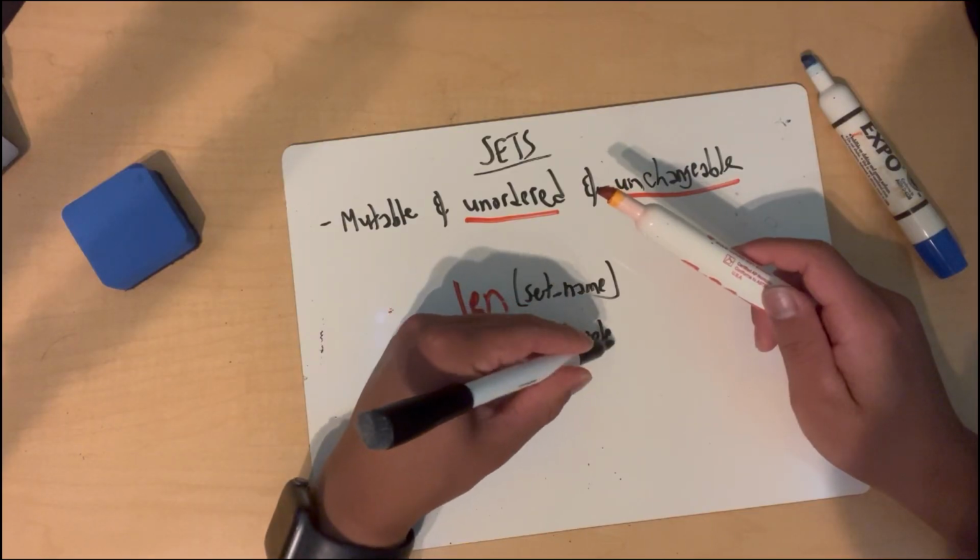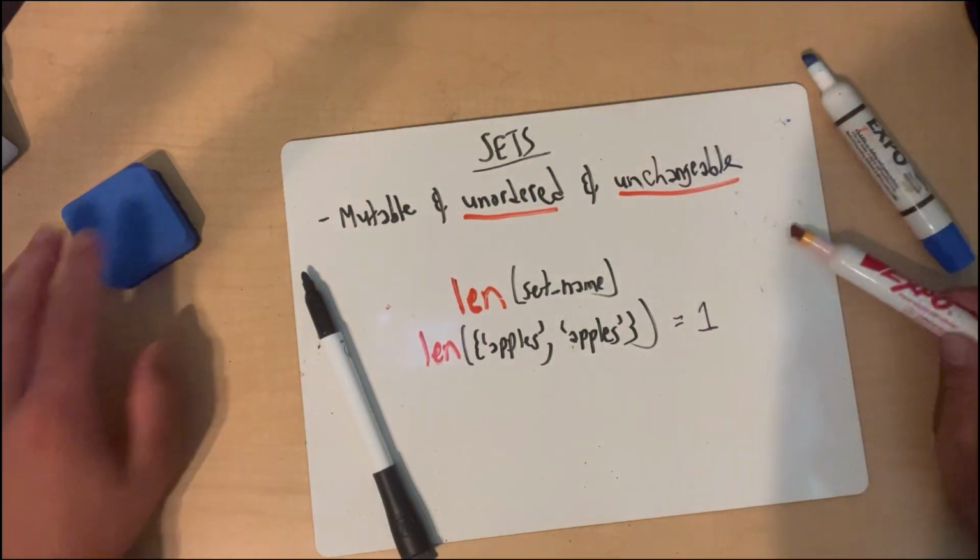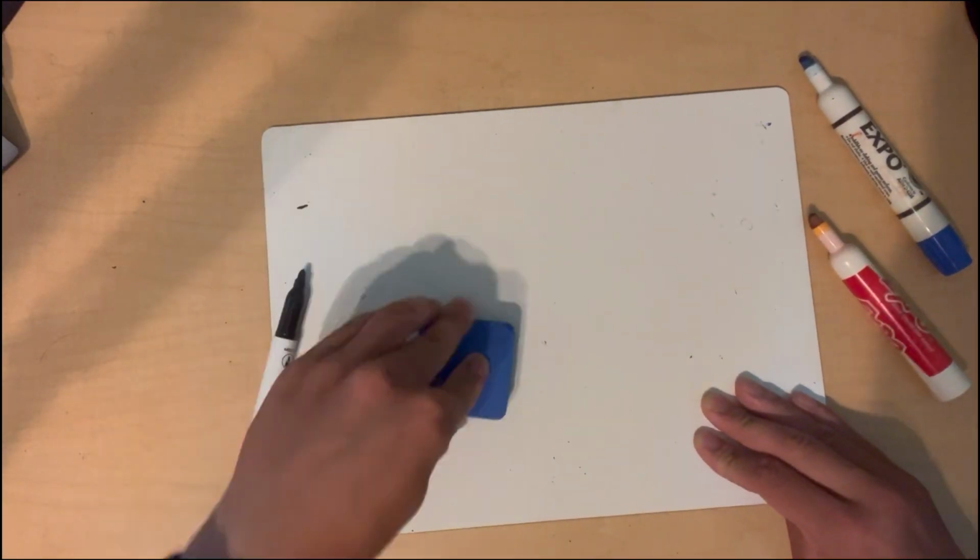So if I had a set that says apples, apples, and apples, the length is only going to be 1 because Python doesn't recognize the duplicate values in that set. Okay, I hope you're seeing similarities and differences between lists and sets, because it's important to recognize these similarities and differences because it'll help you understand the data structures better. And so just keep that in mind as I teach you the third and final data structure in this video.